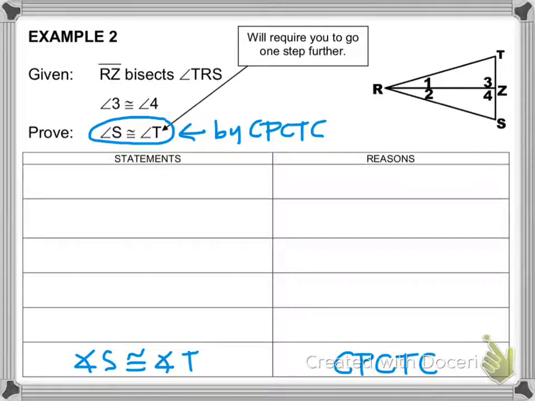Now, we have to first prove that these 2 triangles are congruent. So the part above this line should be what you've already done. You should be used to that. So let's go ahead and go through the steps.